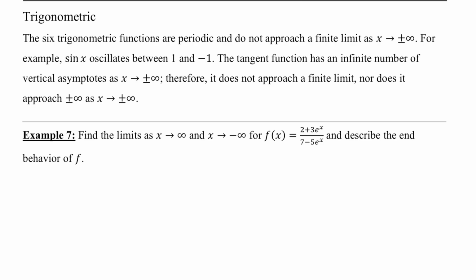Now, let's talk about trigonometric functions. Trigonometric functions are periodic. That means they repeat their values over and over. For example, the sine function oscillates between 1 and -1. That means it keeps going up and down between 1 and -1, and it does not approach a single value. So, as x approaches positive and negative infinity, sine of x does not have a limit.